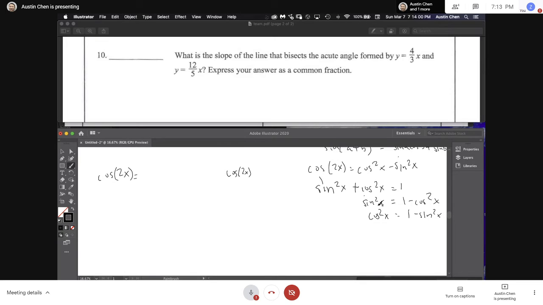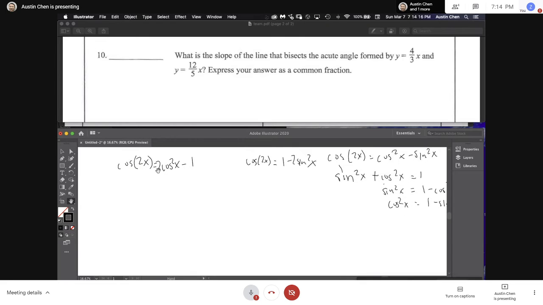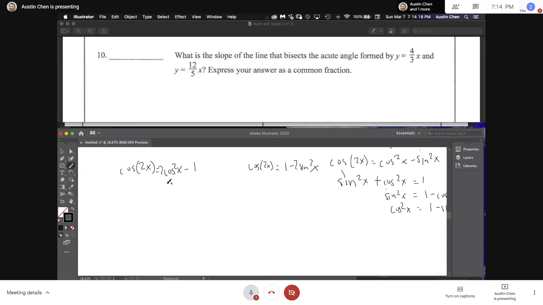So if we make the sine squared of x substitution, then we're going to have 2 times cosine squared of x minus 1. And with the cosine squared of x substitution, we're going to have 1 minus 2 sine squared of x. And then what we can do with this is solve for cosine of x, right? If we solve for cosine of x, we're going to have the square root of cosine of 2x plus 1 over 2, and this is going to equal cosine of x. You can also do it here. So if we do it here, we're going to have the square root of 1 minus cosine of 2x over 2 is sine of x.